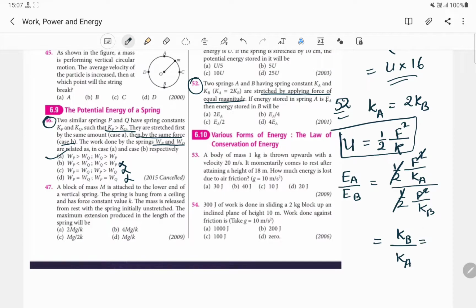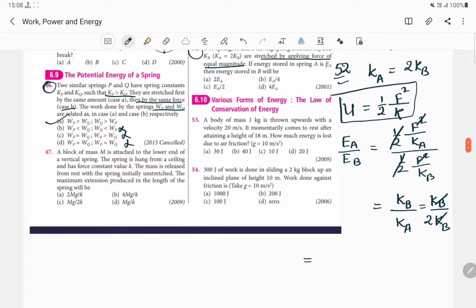This will be equal to Kb divided by 2Kb, and the Kb terms cancel out, and finally we get Ea divided by Eb equal to half. If the energy stored in A is taken to be Ea, then what will be the energy stored in B? It is very simple: Eb will be equal to 2 times Ea. So our answer will be option A.